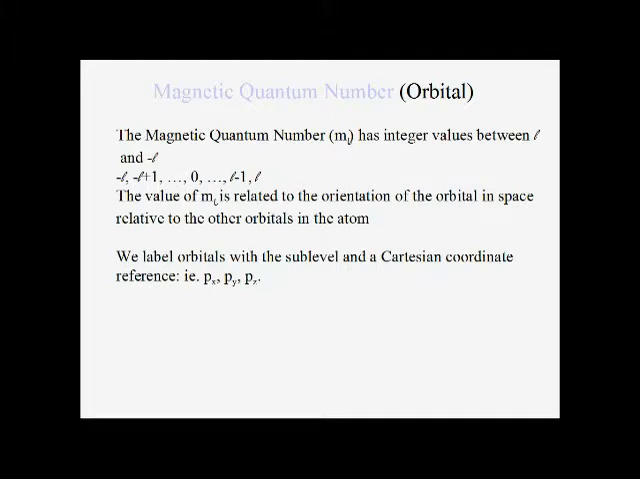The next quantum number represents the magnetic quantum number. We use m sub L to represent the magnetic quantum number.